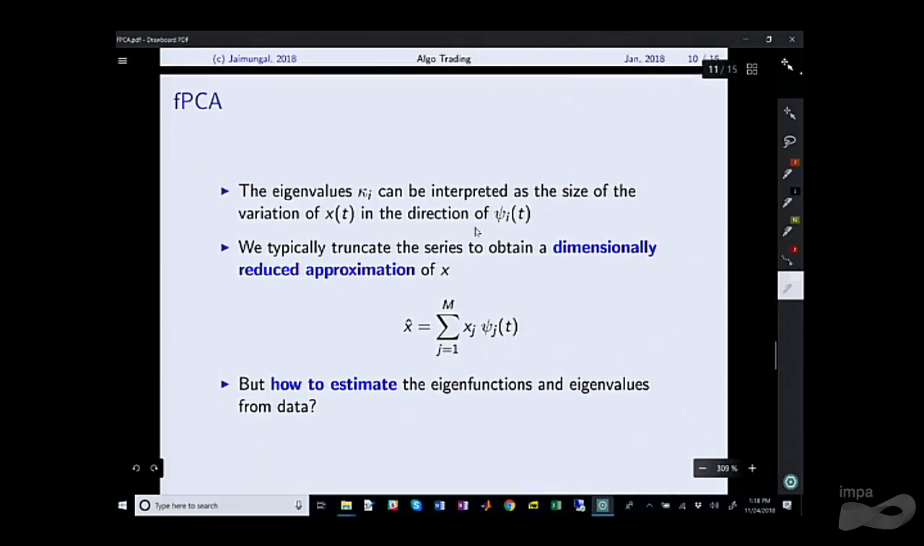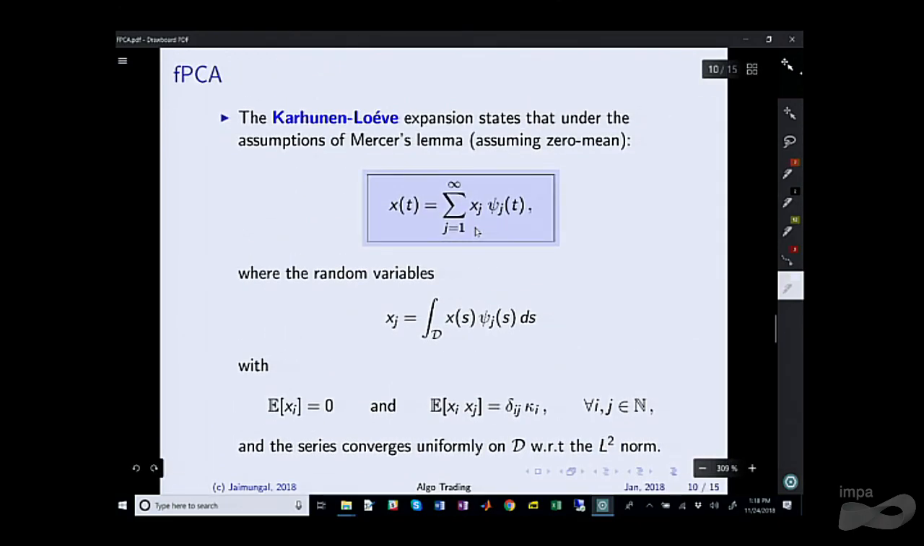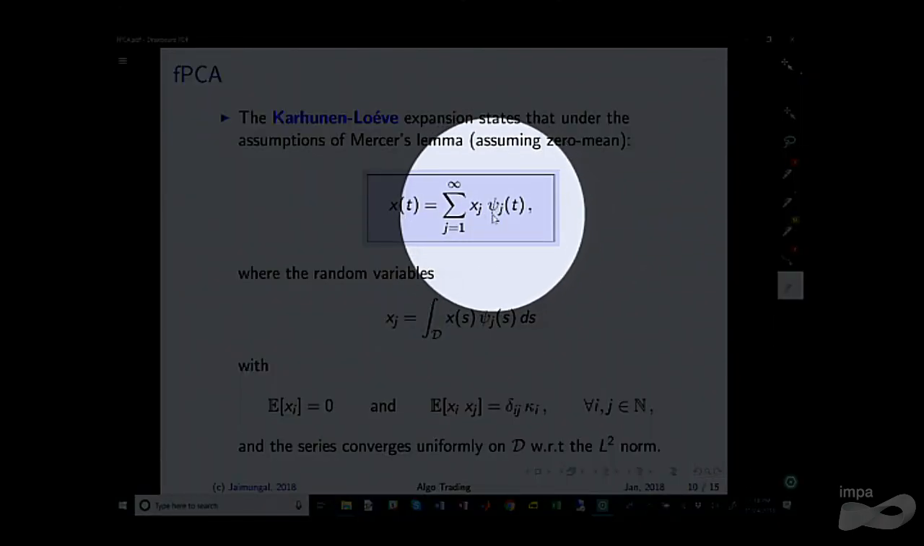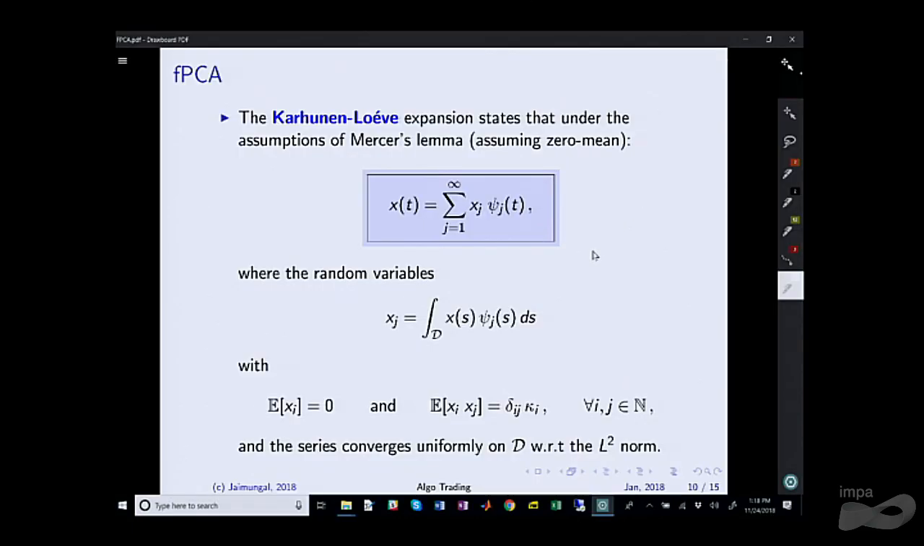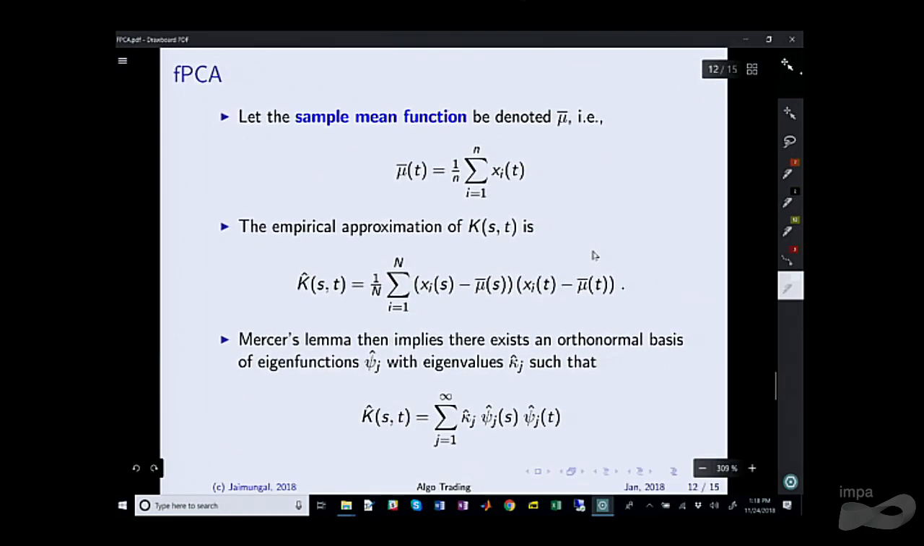So what we'd like to do now is try to find an estimate for this size. And in order for us to estimate this size, we can't do an infinite sum here. We're going to truncate it. We're going to have a finite dimensional basis and dimensional reduced approximation for it. And in order to do that, we usually subtract out the mean of x from the data. And the empirical approximation of the covariance function is just as you'd expect. You take the empirical approximation that you have from your data.